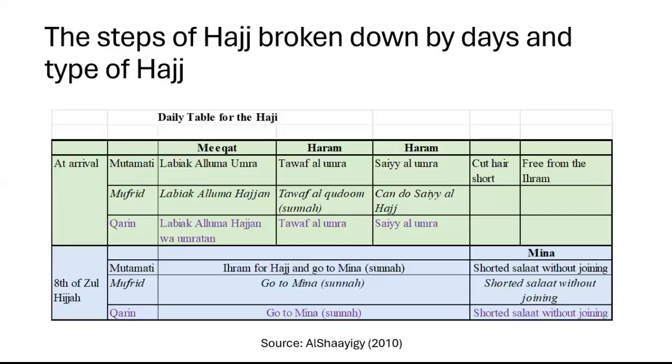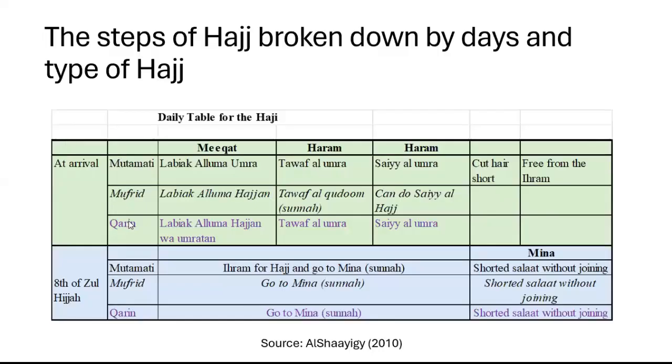And then we come now to the Hajj. We break down by the days and by the type of Hajj. And then later on, we'll give some details. Here we're just breaking down. And this came from the book by Al-Shaigi, 2010. He made a very good table. All I've done here is to just translate it from Arabic to English. But it's an excellent set of tables. It's one of the best books on Hajj. Small book, one of the best books on Hajj.